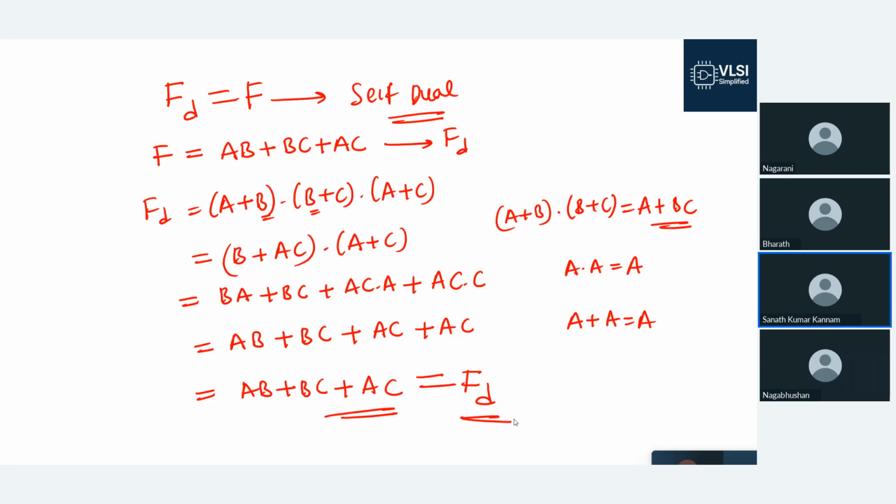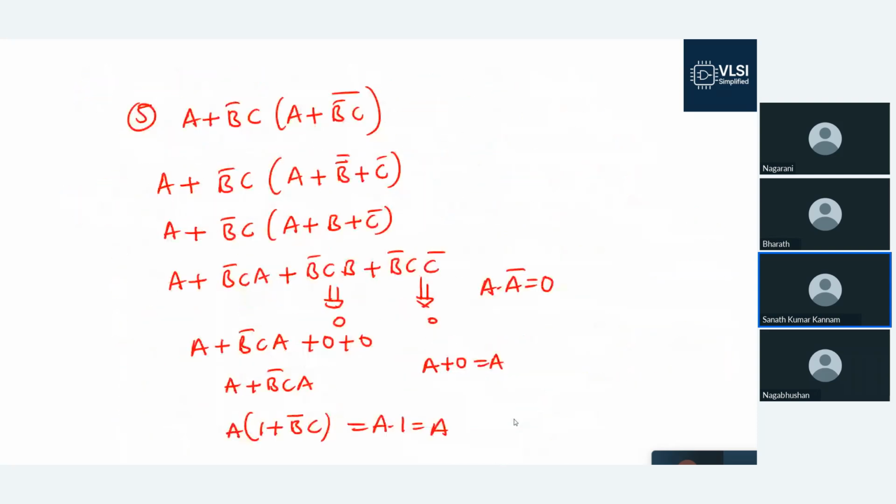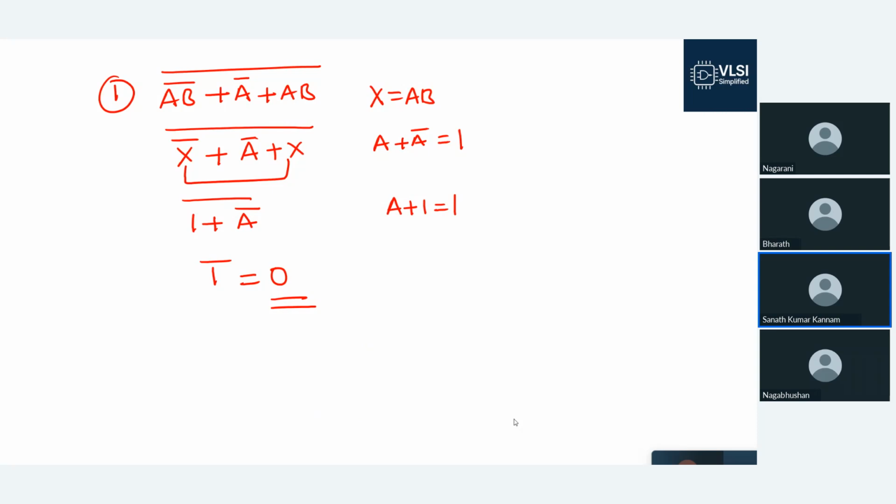So this is about Boolean algebra. I think you understood. We have seen some Boolean laws: AND law, OR law, NOT law, associative law, distributive law, De Morgan's law, consensus theorem, and the dual of a function. Based on the laws, we saw some related problems. Hope you understood this.